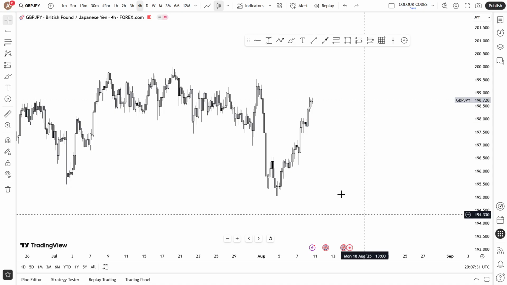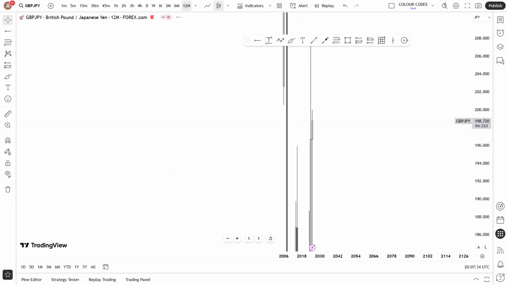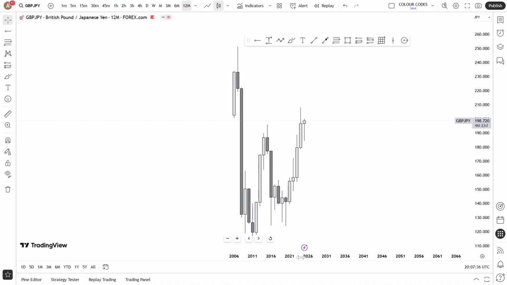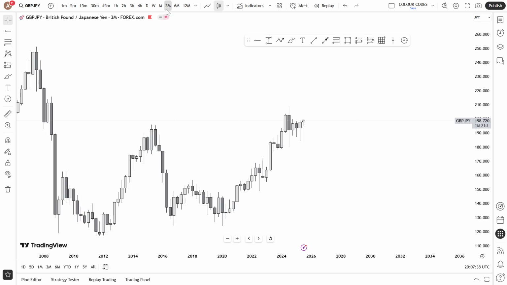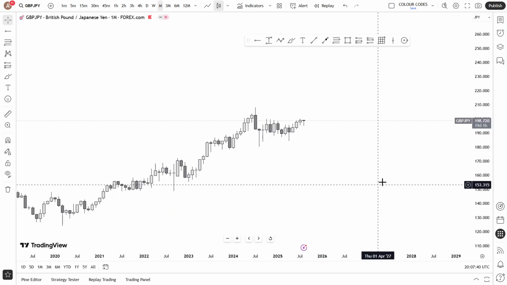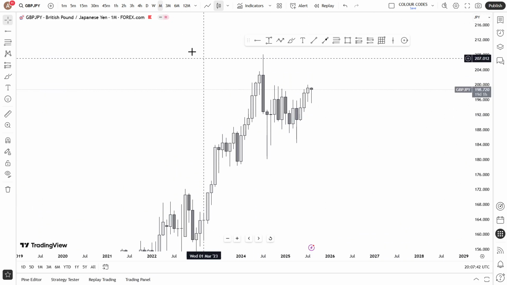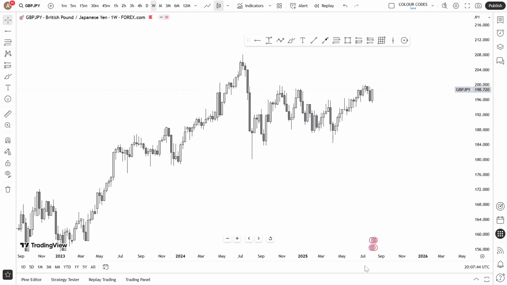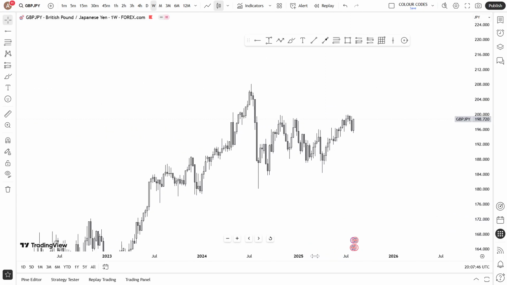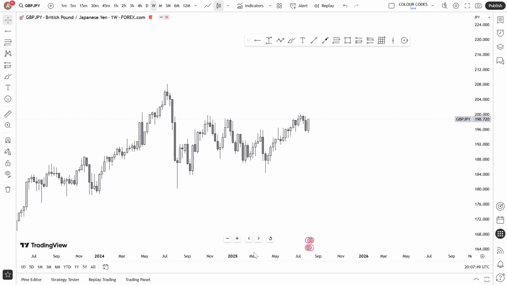So GBP. I think the weekly will make more sense. Yes, weekly and then daily will make sense. So GBP, this is what we have.